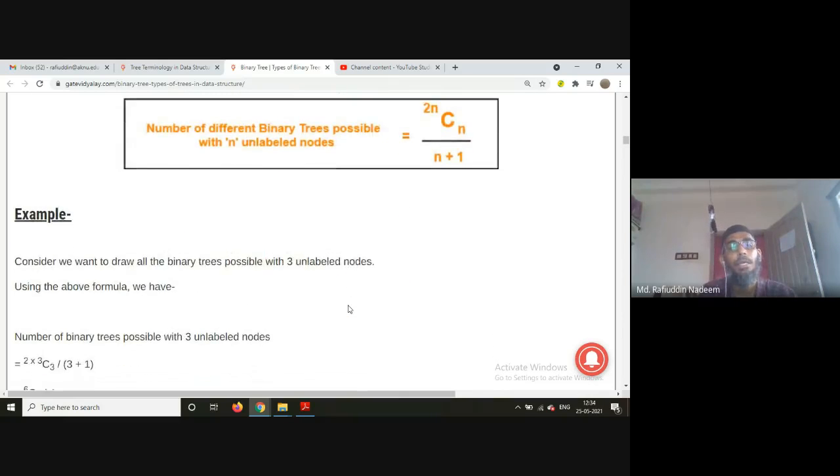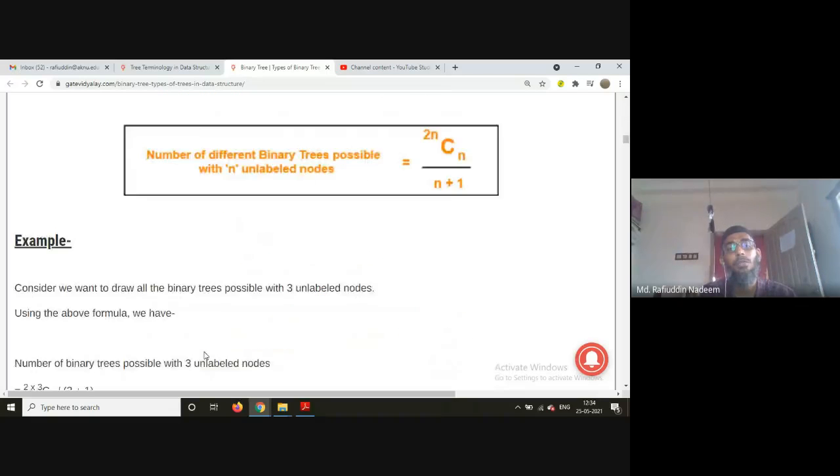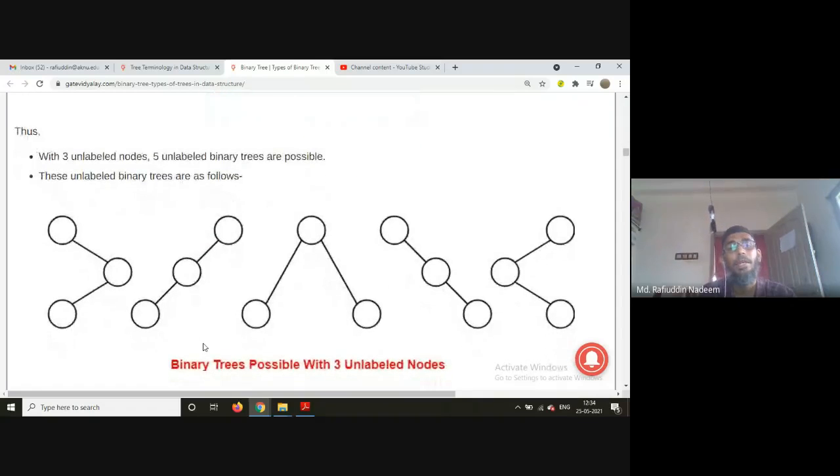For example, here, if we have 3 unlabeled nodes, then we have 6C3 by 4. 6C3 by 4 is 5. So the combinations which you can form here are 5 combinations. Using 3 nodes, you can find 5 combinations. So what are those 5 combinations? See, these are the 5 combinations. You can have such trees here using these 3 unlabeled nodes.